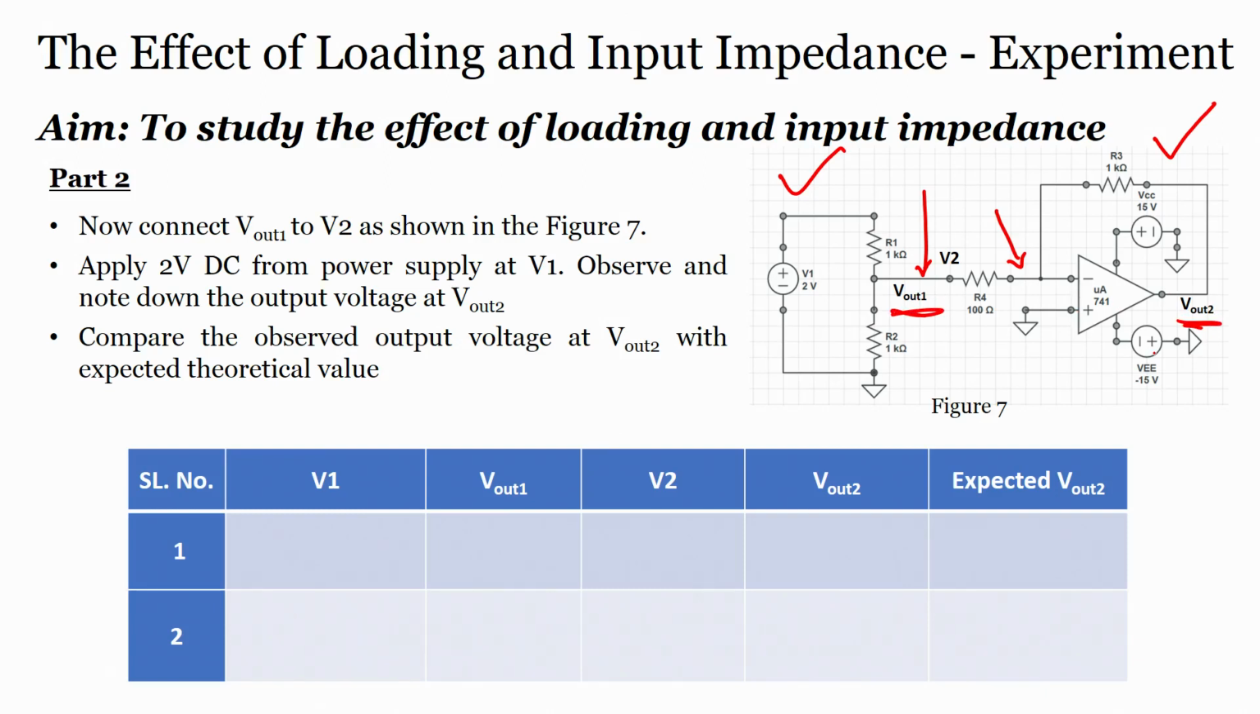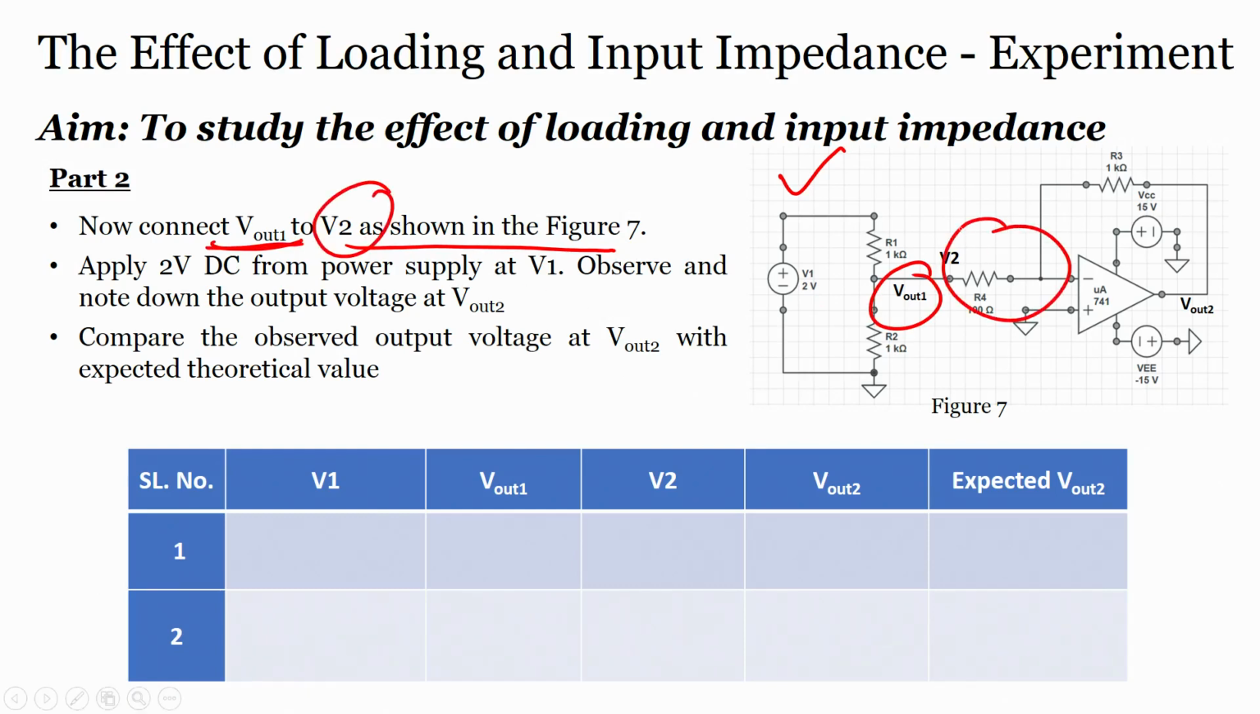To do that, first connect V out 1 to V 2 as shown in figure 7. If you see this figure, we have to connect V out 1, which is this one, to V 2, which is this one. Then apply a 2 volts DC power supply at V 1, and observe and note down the output voltage V out 2.